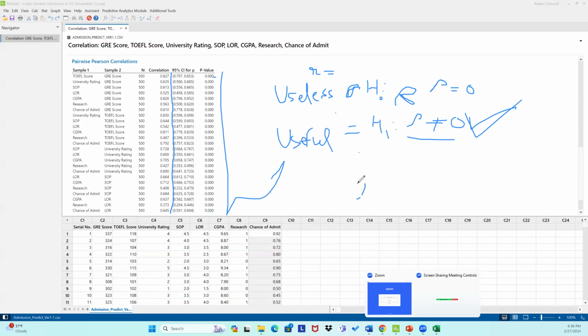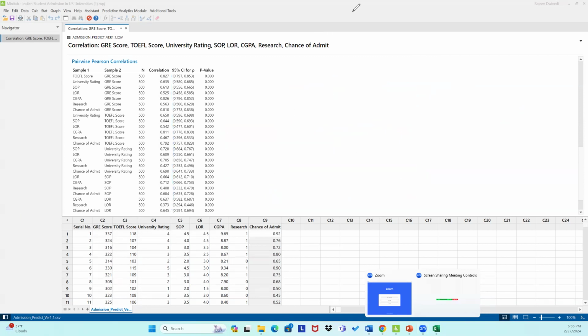In simple regression, small r times small r, correlation multiplied by correlation, becomes the regression coefficient of determination. But in multiple regression, it is not the case. Simple regression means one independent and one dependent variable, that's fine. Now let's go to the next step. We checked the correlation, now we go to the regression.